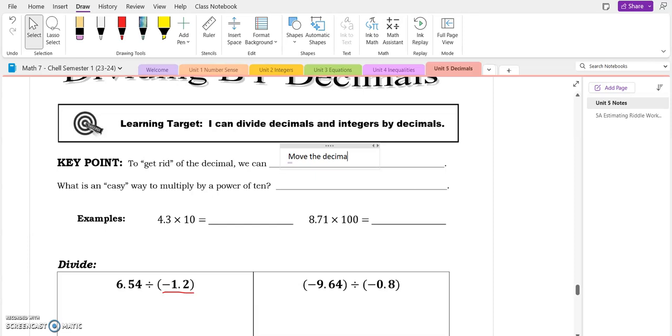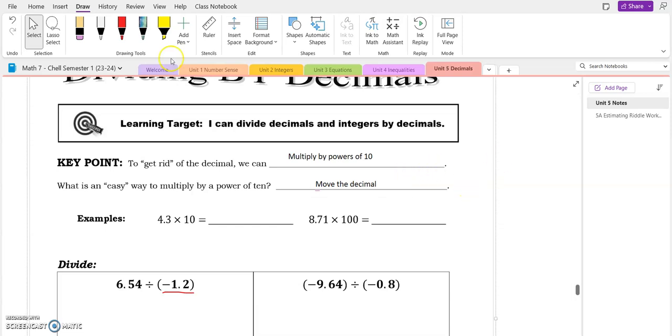And we're going to move it by multiplying by powers of 10. To get rid of the decimal, we can multiply by powers of 10. What that means is we're going to multiply by things like 10, 100, 1,000, 10,000. Those would all be considered powers of 10. So an easy way to multiply by a power of 10, you just move the decimal.